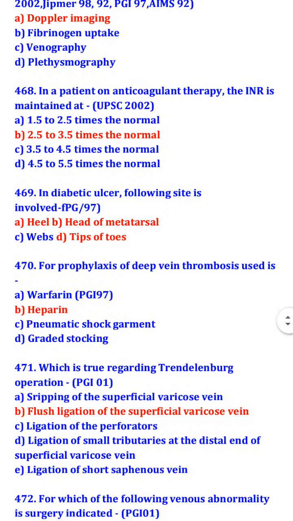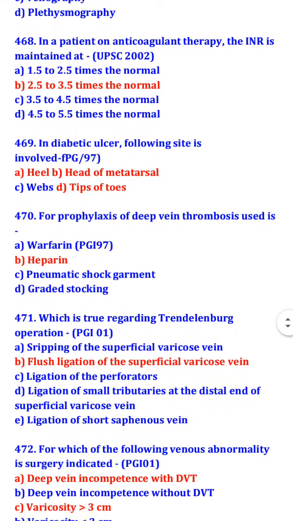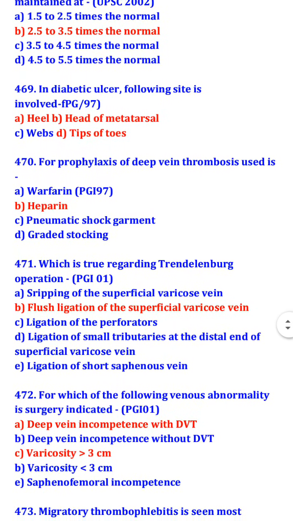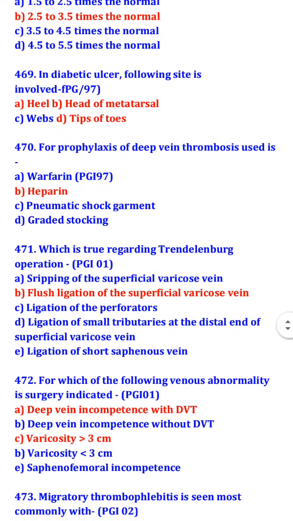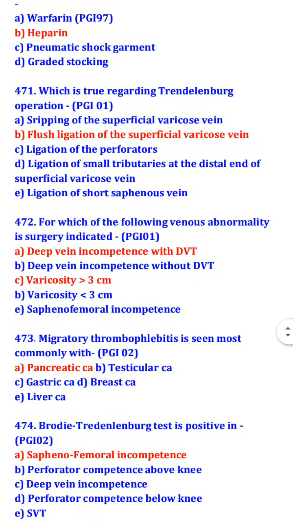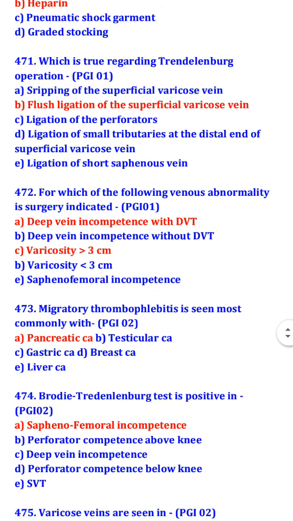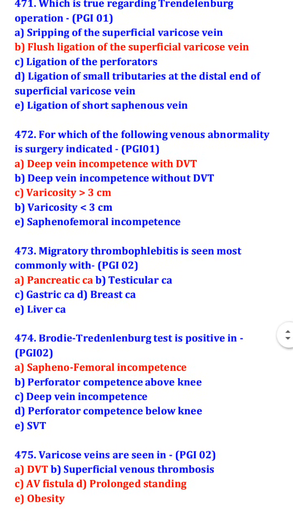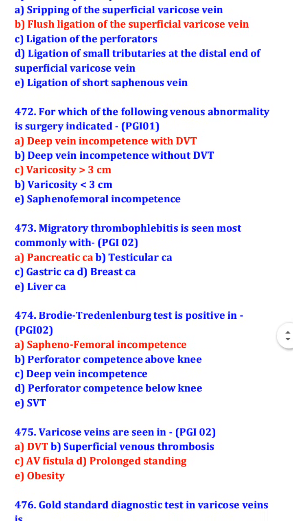For prophylaxis of deep vein thrombosis, used is heparin. Which is true regarding Trendelenburg operation? Flush ligation of the superficial varicose vein. For which of the following venous abnormality is surgery indicated? Deep vein incompetence with DVT and varicosity more than 3 cm. Migratory thrombophlebitis is seen most commonly with pancreatic carcinoma.